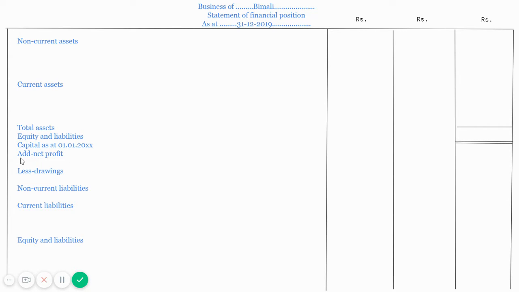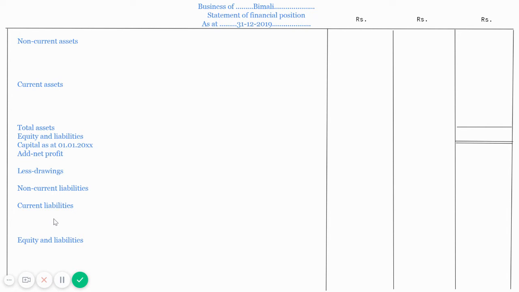Then for that, we are going to add net profit in the next line and leave about another 1 line. Then less drawings. Then leave another line, and then directly you can move on to non-current liabilities. You will be required about 2 lines. You have to reserve 2 lines there.